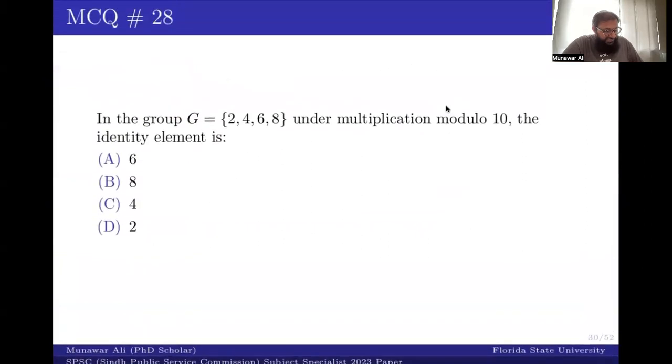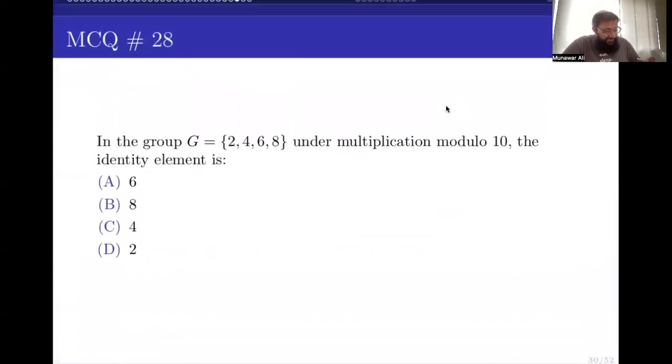MCQ number 28 says, okay, I have a group under multiplication modulo 10. So what's going to be the identity element? The identity element is the one where I take it, multiply with any element in the group, and the result is the same element. So how can I find this out? There is a very simple trick for that.